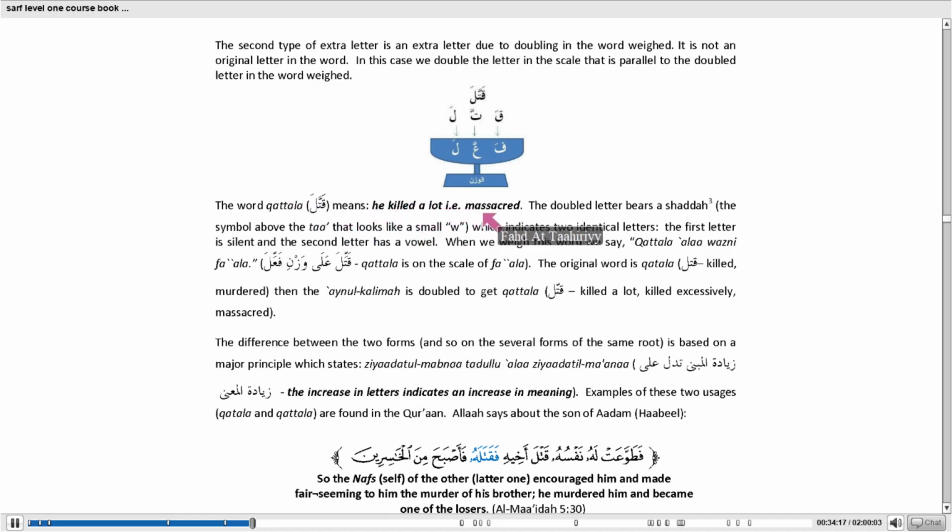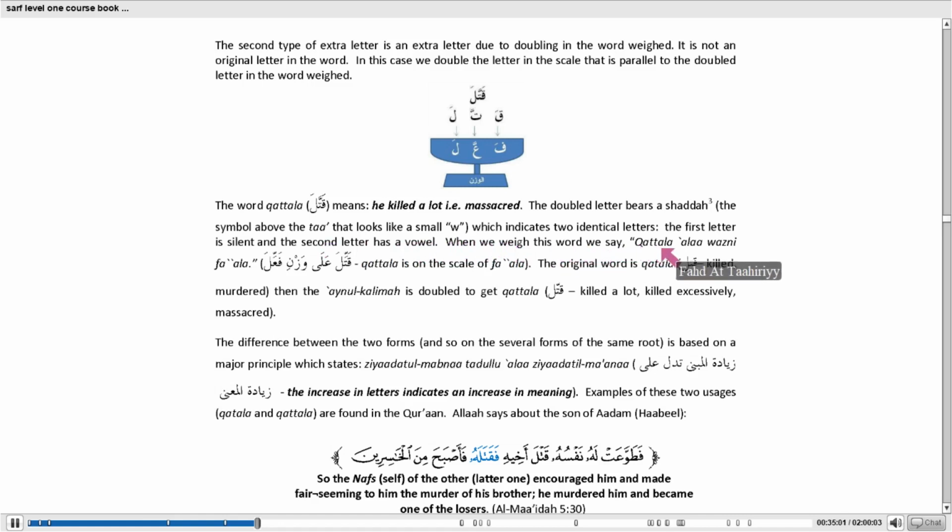So the word قتّل means he killed a lot, in other words, massacred. The double letter bears a shadda, that little w that we just explained. This is called a shadda, shaddatun, but because we stopped at the ta, we pronounce it as a ha. The symbol above the ta that looks like a small w indicates two identical letters. The first letter is silent and the second letter has a vowel.